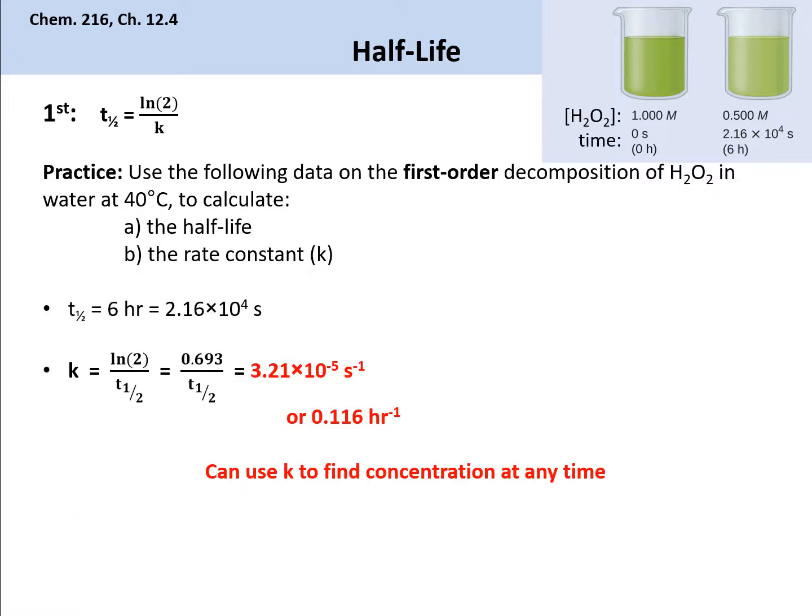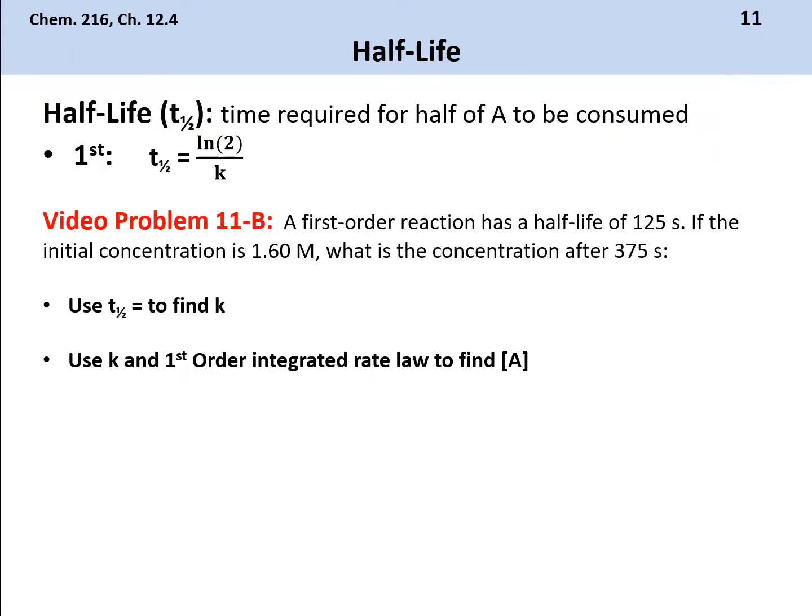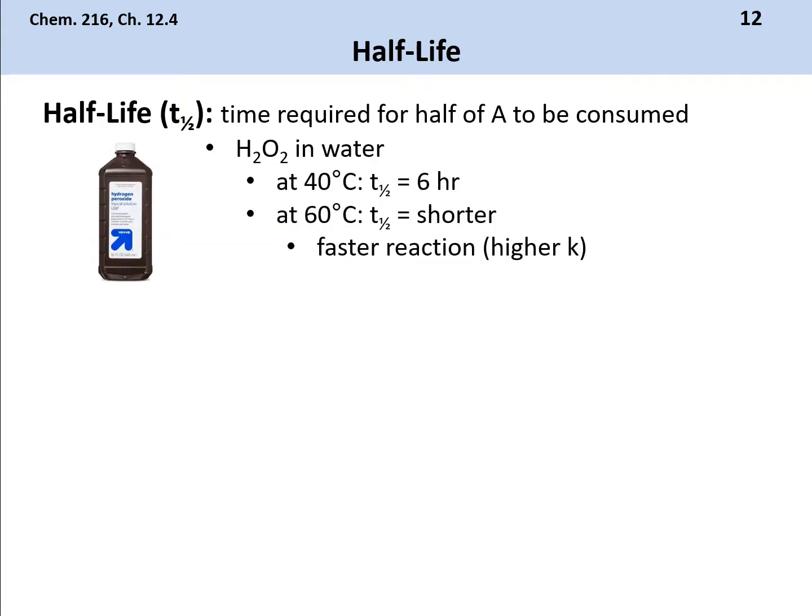Now, once we find k, we could use the rate law to figure out the concentration at any given time. And this is actually what you'll do in video problem 11B. Here we're told what the half-life is. We need to find k, and then we want to know the concentration later, so we can use the first order integrated rate law. That's what we dealt with last time to figure out the concentration.